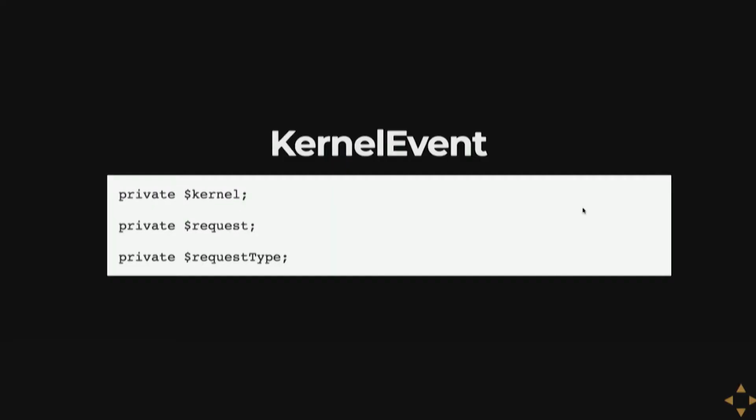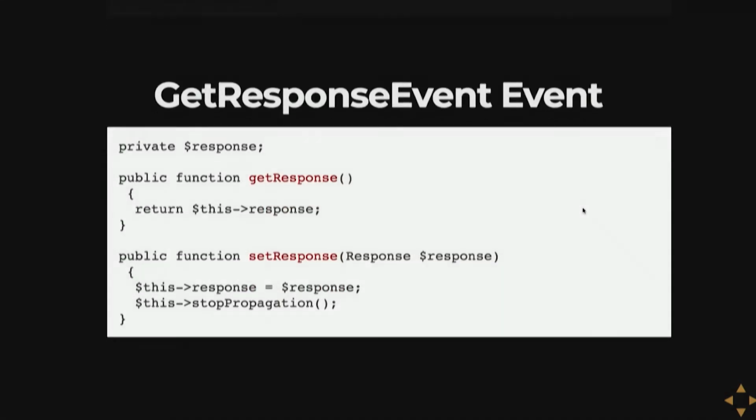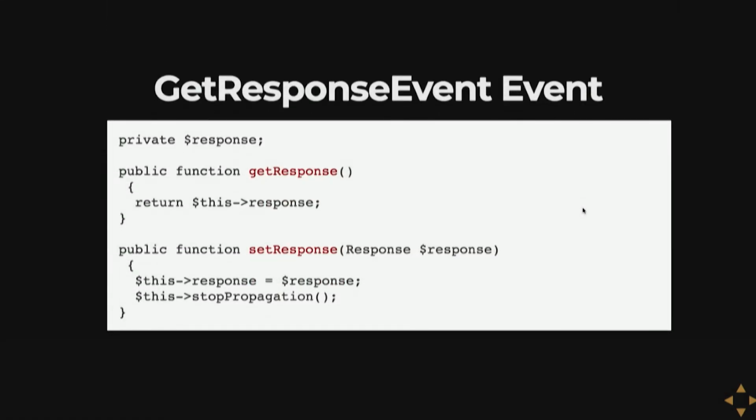So I briefly mentioned what gets passed around. When the kernel event gets passed around, we have access to the kernel, the request, and the request type. Where it gets interesting is that get response event. That means you can put a response into this event, which will set the response object and stop propagation. And this is where Symfony will say, okay, cool, I've been provided with a response. I don't really need to care about the rest of this process. I'll deliver that.